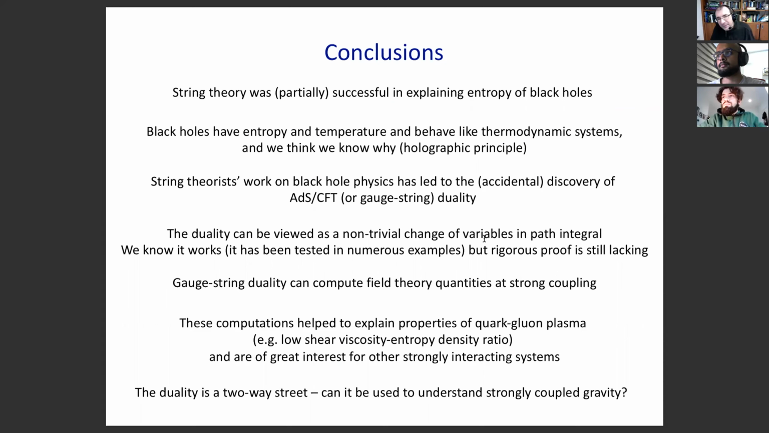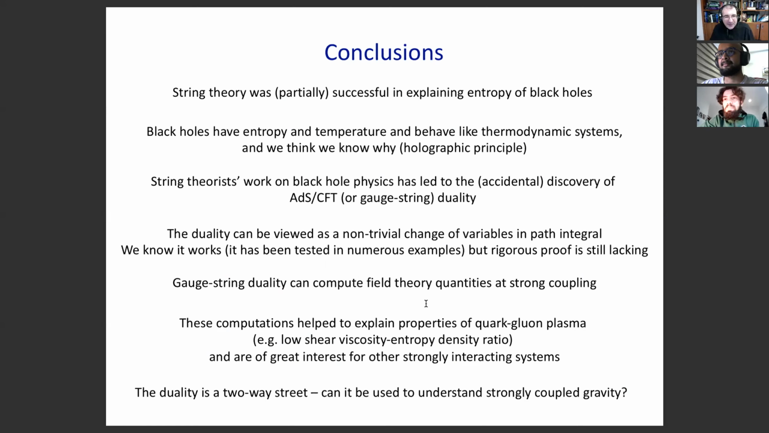And this duality can be viewed as a non-trivial change of variables in the path integral. We know it works, it has been tested in numerous examples, but it remains a conjecture. A rigorous proof of this is still lacking, but people use it because only one counterexample is enough to disprove it, and nobody found it in 25 years, I think. Well, from the point of view of a mathematician, of course, this is nothing. But physicists may be less rigorous.